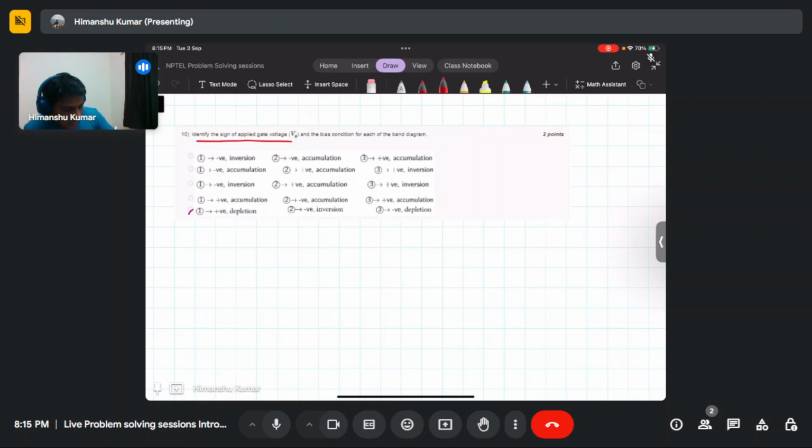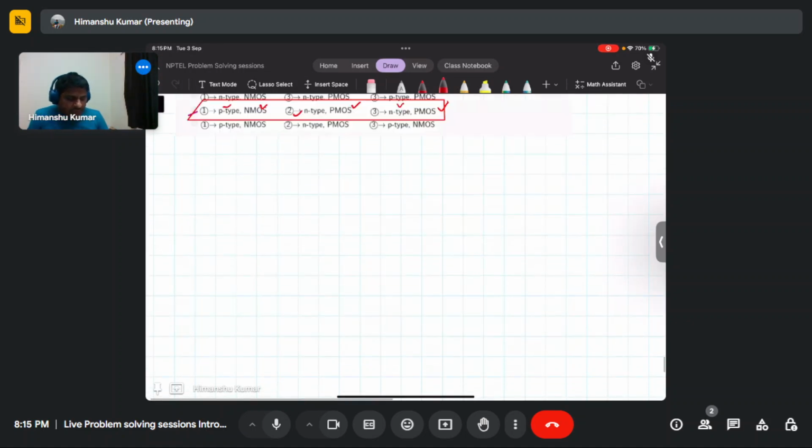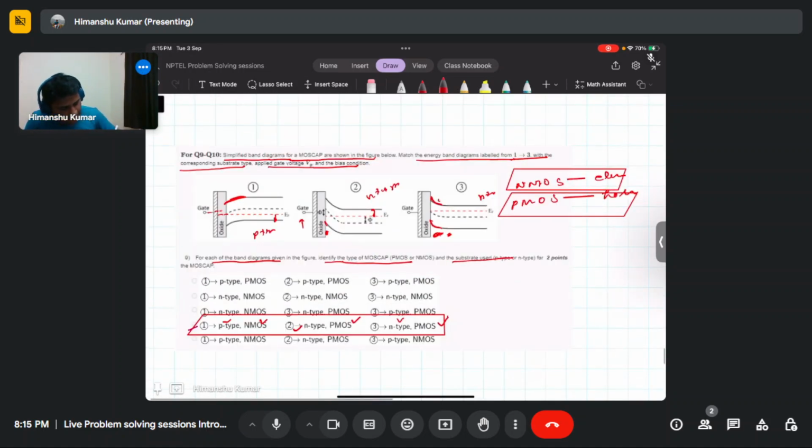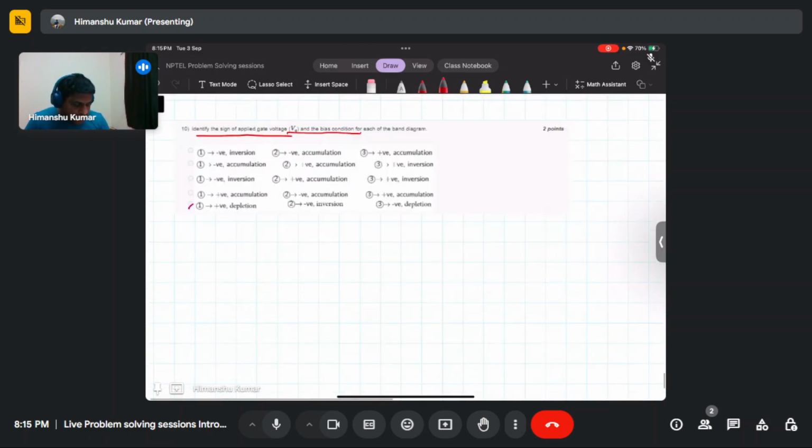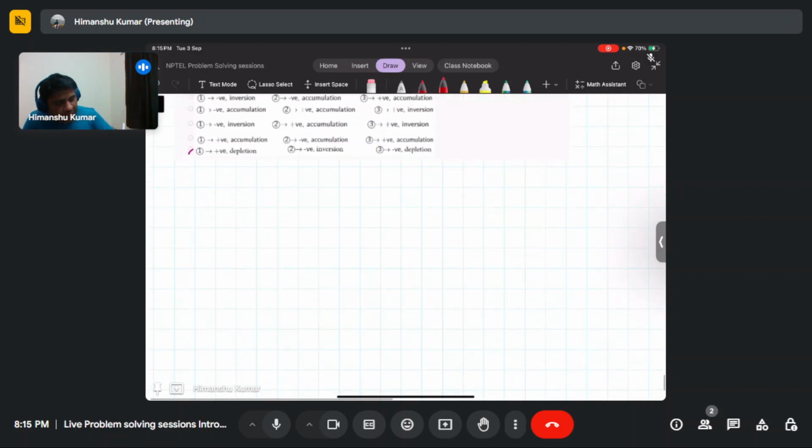Identify the sign of the applied gate voltage and the bias condition. As you can see, the interface is getting inverted, but it's not so inverted that the surface potential is such that the interface has become n type from p type. It's not that high. So basically, you are applying a positive gate bias, and it's in the depletion region.